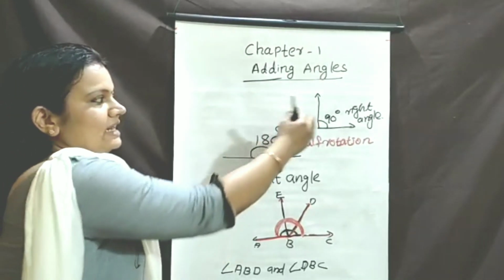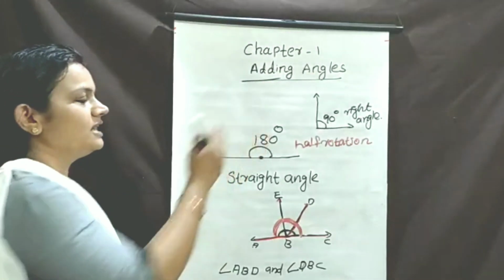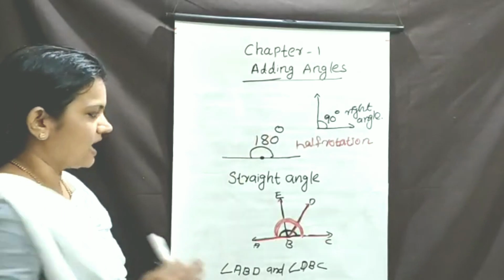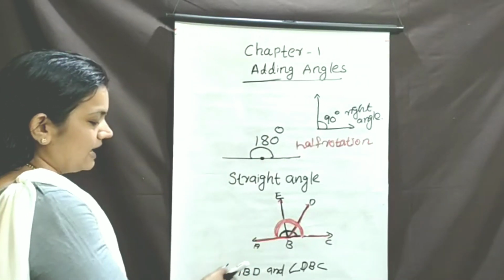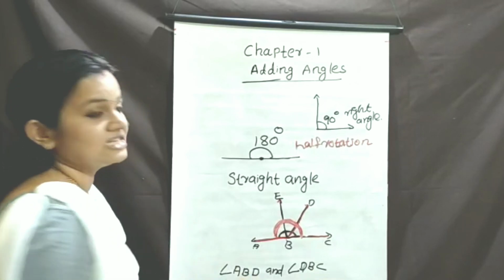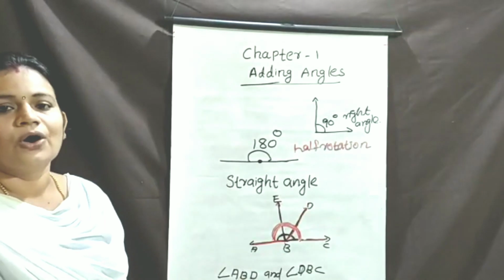First of all, 90 degrees is called a right angle. 180 degrees is called a straight angle. This is a half rotation. So the relation between angle ABD and DBC is 180 degrees. Understood, all of you?